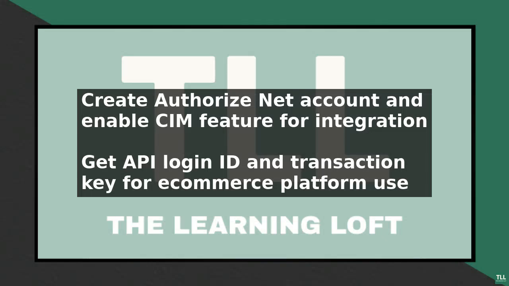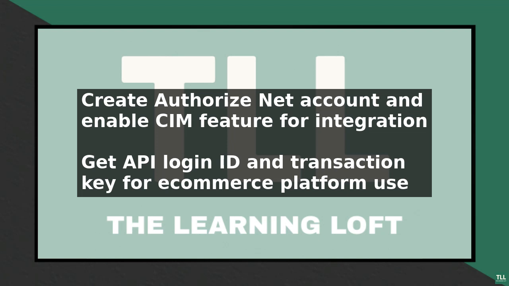To automate Authorize.Net CIM integration, you need to understand the basics of the Customer Information Manager system and how it works with your e-commerce platform. The first step is to create an Authorize.Net account and enable the CIM feature. This will provide you with an API login ID and transaction key, which are necessary for integration.